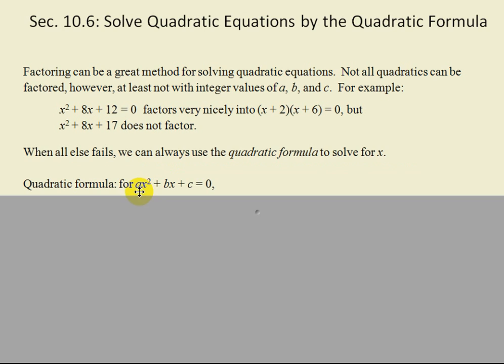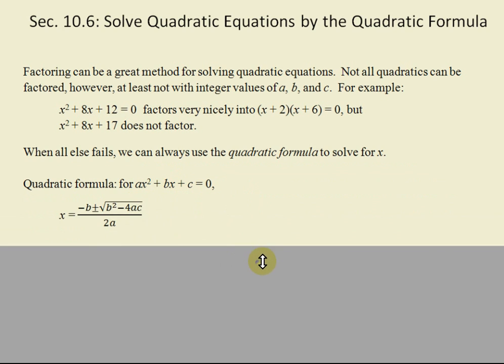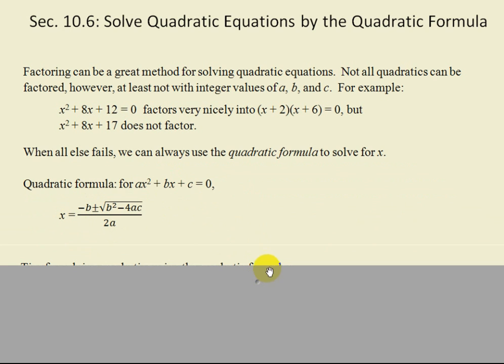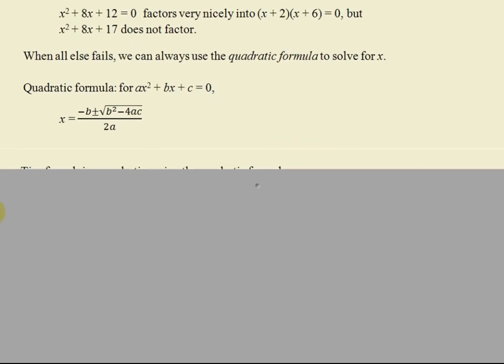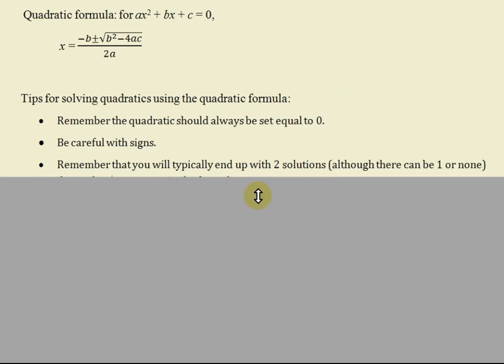So if we have ax squared plus bx plus c equal to 0, then we can solve for x through this formula: negative b plus or minus the square root of b squared minus 4ac, all over 2a. And hopefully you use this so much that you memorize it.